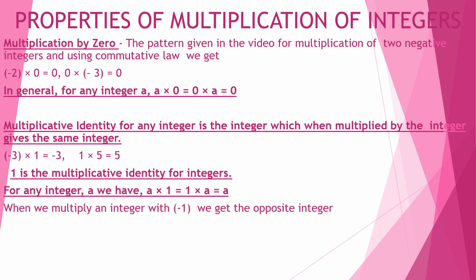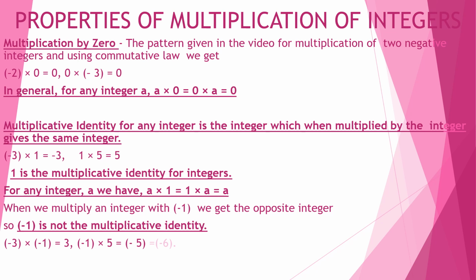Let's now multiply an integer with minus 1. If we multiply an integer with minus 1, we get its opposite integer. So minus 1 is not the multiplicative identity. Minus 3 into minus 1 is equal to plus 3. Minus 1 into 5 is equal to minus 5. So for any integer a, we have a into minus 1 is equal to minus 1 into a is equal to minus a.